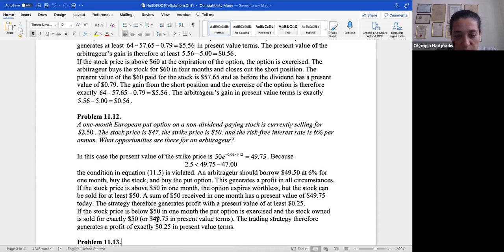If the stock price is below $50 in 1 month, the put option is exercised and the stock owned is sold for exactly $50, or $49.75 in present value terms. The trading strategy therefore generates a profit of exactly 25 cents in present value terms.